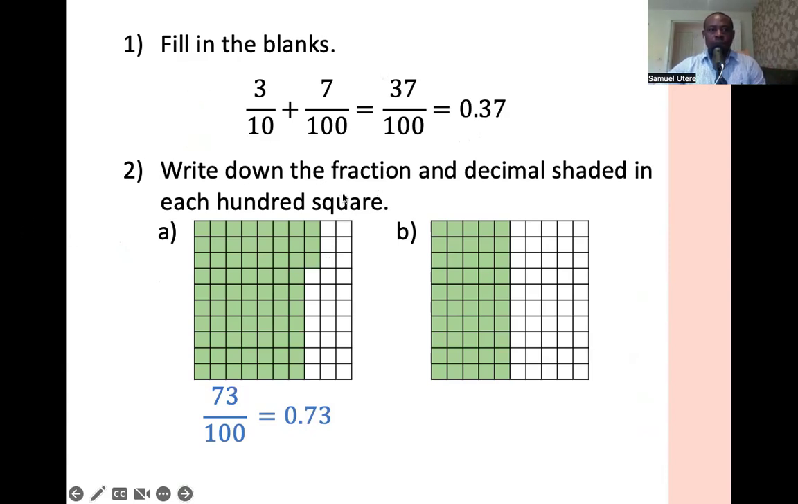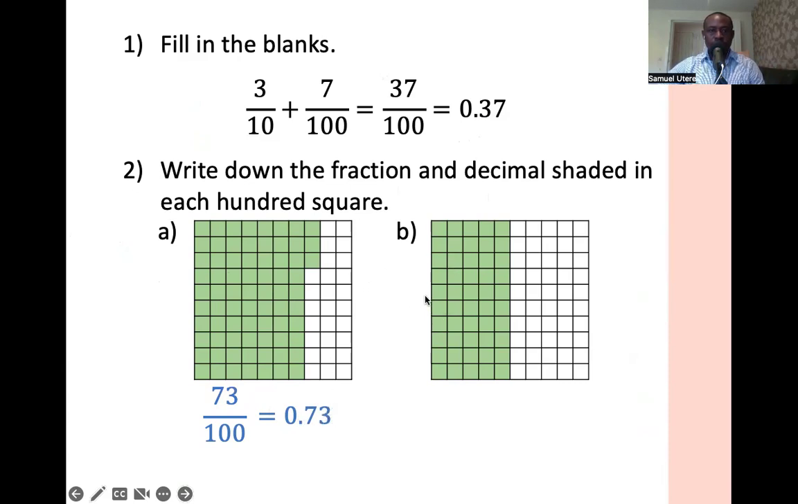Okay, next we were asked to write down the fraction and decimal shaded in each 100 square. Here we can see that we have 7 whole columns of the 100 square. Each of these columns comprises 10 squares. So 7 of them will be 70 and then 3. So that is 73 hundredths. Of course, if we write it as a decimal, that will be 0.73.